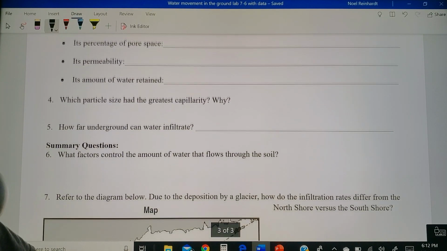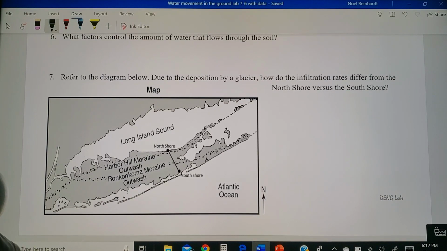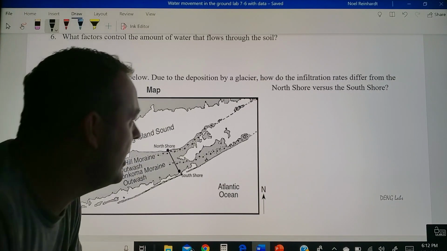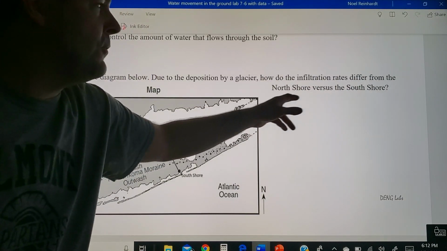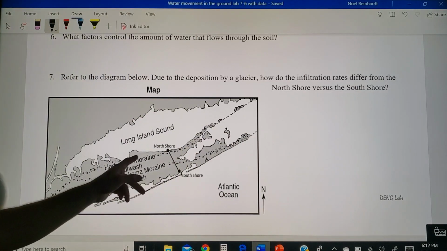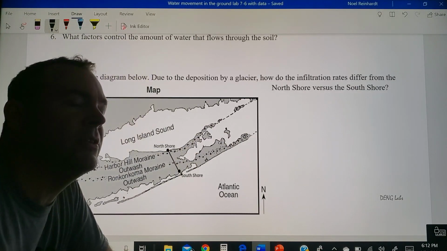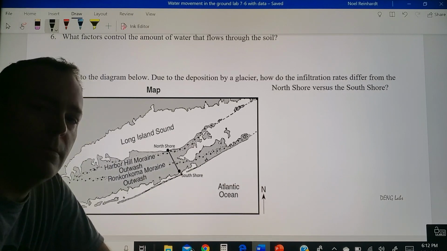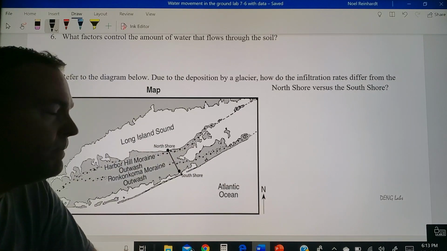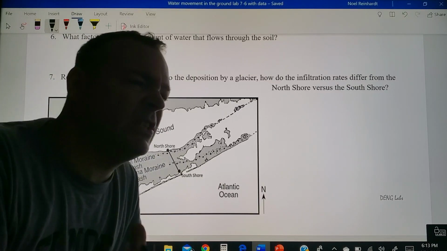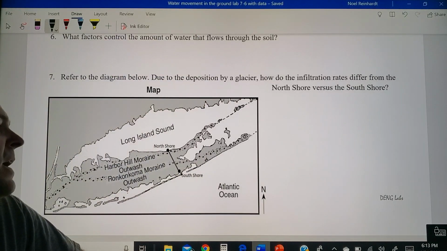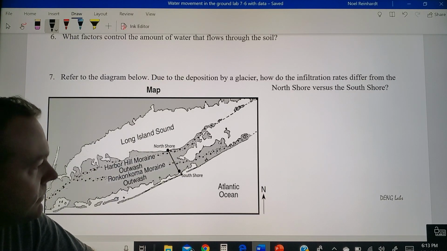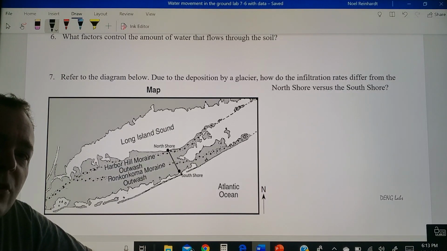All right, and for your summary question there, classic diagram of Long Island. It says, due to the deposition by a glacier, which is how Long Island came to be, how do the infiltration rates differ from the North versus the South Shore? Well, the North Shore has all those big, big rocky beaches, kind of a tough place to lay out a towel and get comfortable. But because they're such big particles, the water infiltrates very quickly. Whereas on the South Shore, you have more of the silt, the clay, and of course the beach's sand. Those finer, smaller particles take a longer time for the water to get through. Okay? All right, hope that makes a little bit more sense to you.